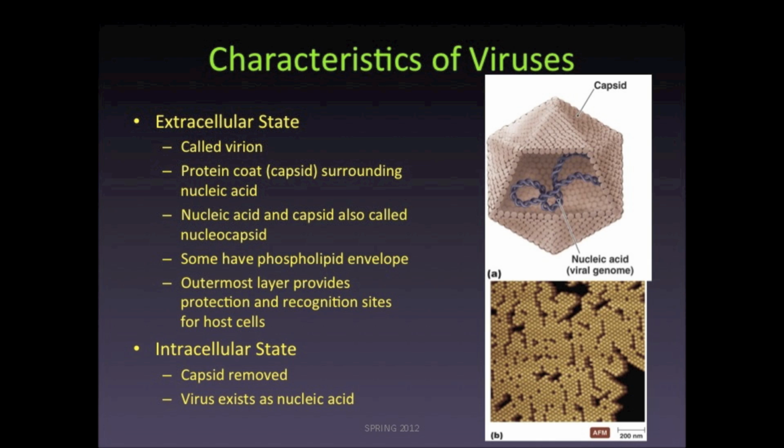After a virus has gained access to a host cell, the protective coat is removed and the nucleic acid is released. The nucleic acid is only able to redirect the host cell's metabolism if it has been freed from the capsid.